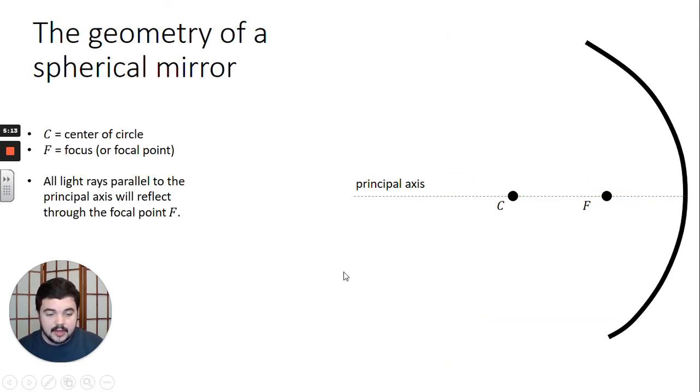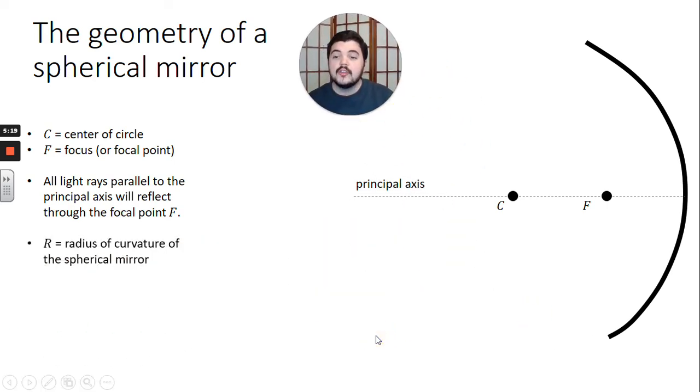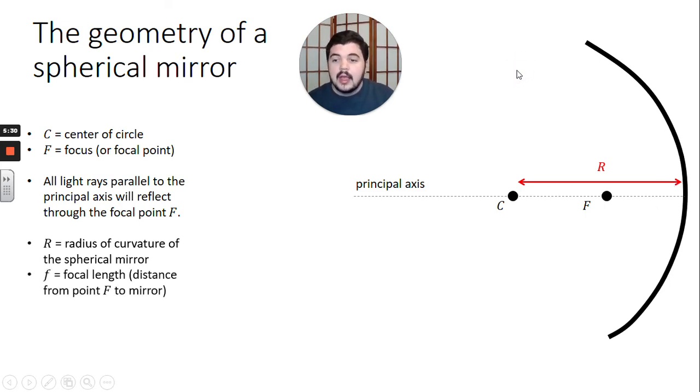All right, getting rid of a little bit more of that geometry now so we can look at just the details here. Capital R is the radius of curvature of our spherical mirror. So the distance from the center of that sphere out, that's the radius, right? The radial distance. Lowercase f, that's going to be what we call the focal distance, which is the distance from the focal point capital F to the mirror. So this is the focal distance lowercase f.